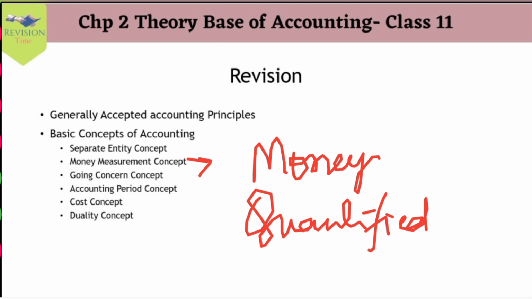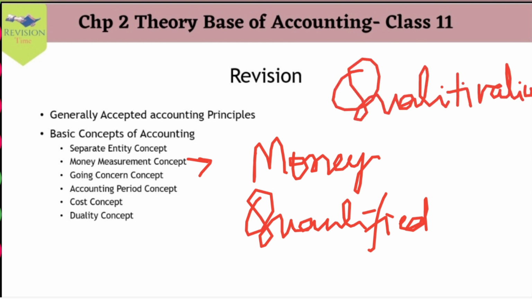Here there was a limitation that qualitative characteristics cannot be recorded in the books of account, like hiring of new employees, appointment of new manager. Though this information is affecting the course of business, the activities of the company, still it cannot be quantified. They are qualitative information, they cannot be recorded in the books of account.